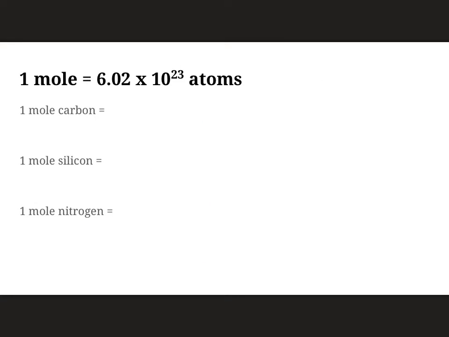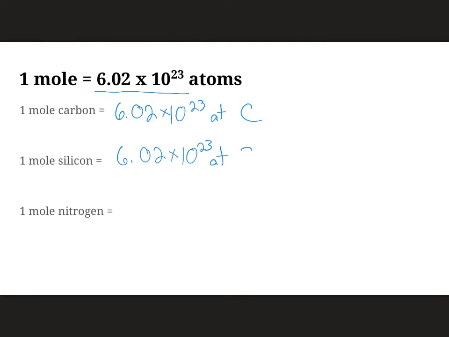All right, so let's keep going back to this idea of the mole. So if I have 1 mole, the number I have, and it's a number we want you to memorize, is 6.02 times 10 to the 23rd atoms. So if I have 1 mole of carbon, that means I have 6.02 times 10 to the 23rd atoms of carbon. If I have 1 mole of silicon, 6.02 times 10 to the 23rd atoms of silicon.